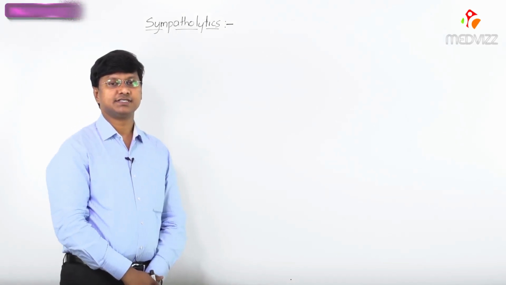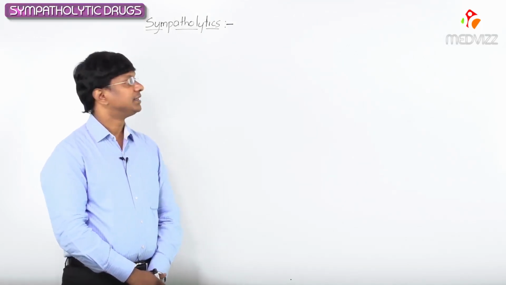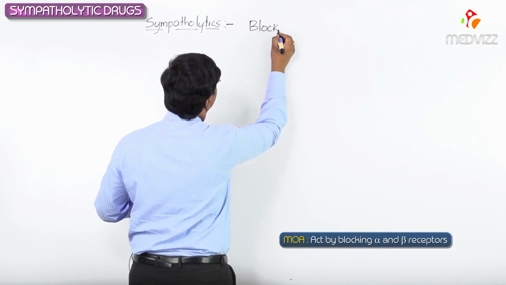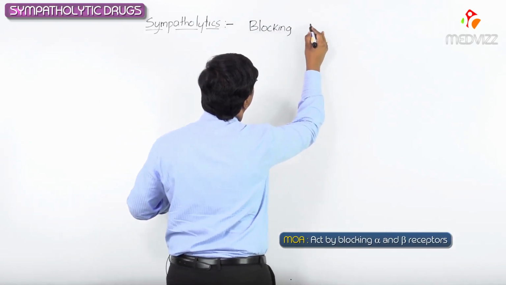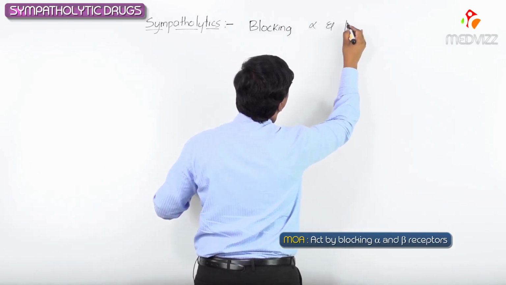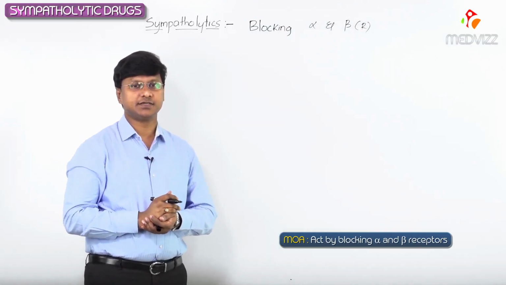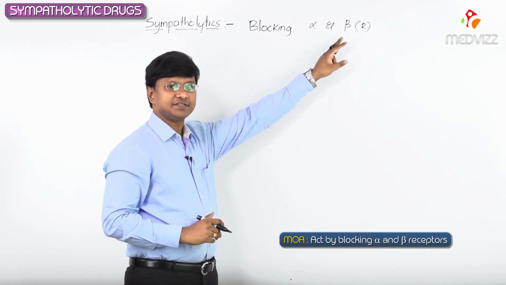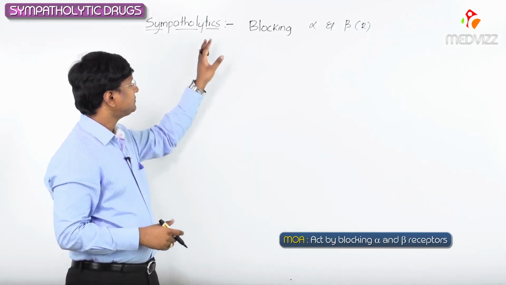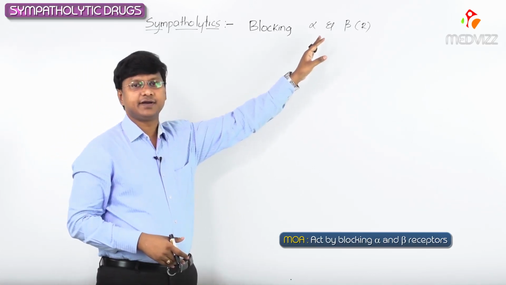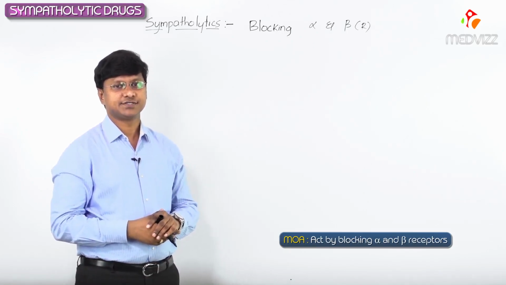Now let me discuss the sympatholytic drugs. If you take these sympatholytics, the mechanism is that these drugs act by blocking alpha and beta adrenergic receptors. Alright.